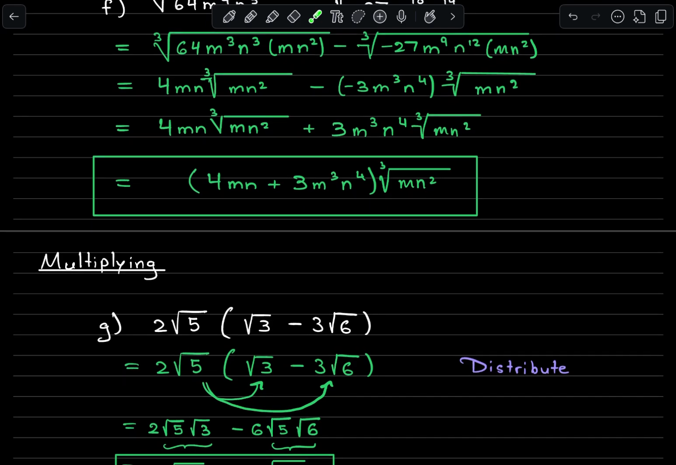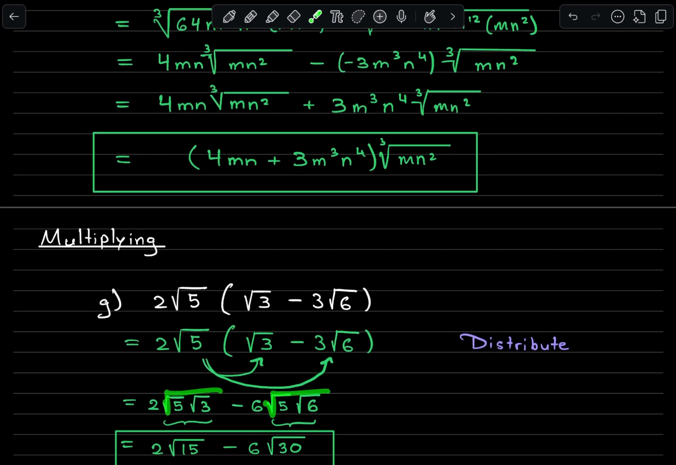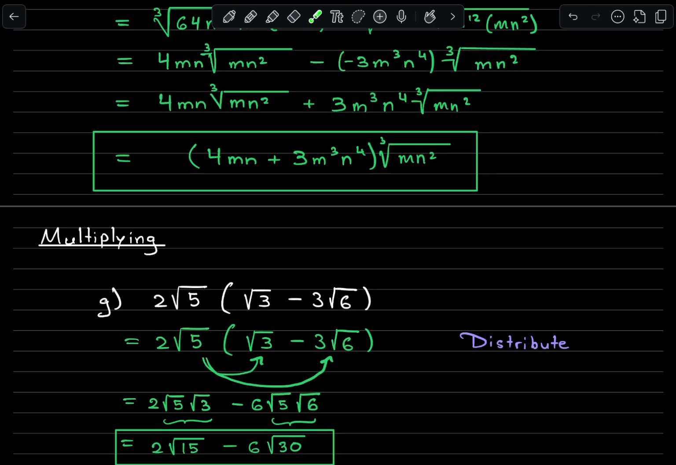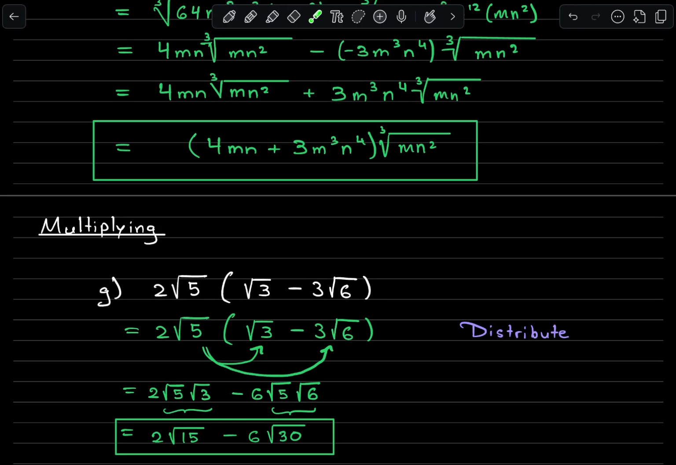And now let's put both of these under the same roof and multiply them. So square root of 5 times the square root of 3 is going to become the square root of 15. The square root of 5 times the square root of 6 is going to become the square root of 30. Okay, so this is now the most simplified form, and we're just going to leave it as this. 2 times the square root of 15 minus 6 times the square root of 30.